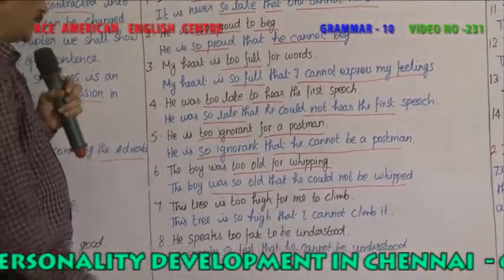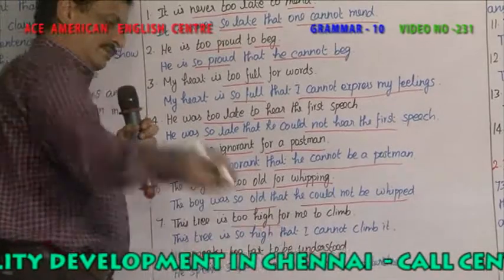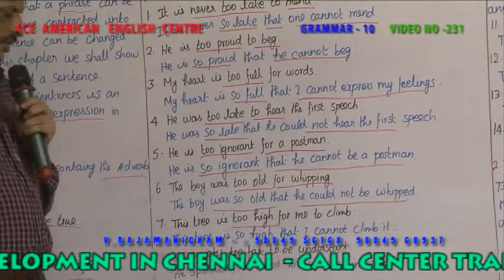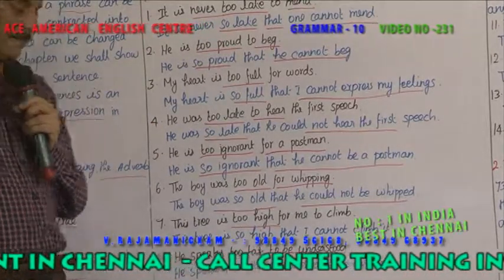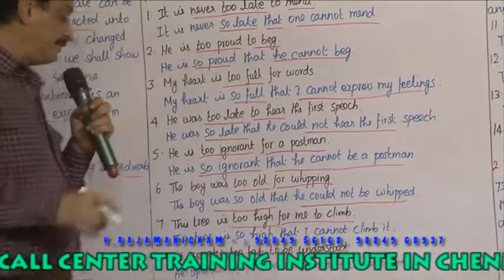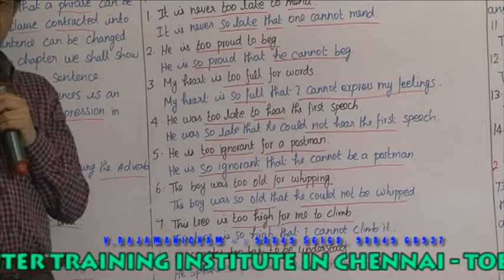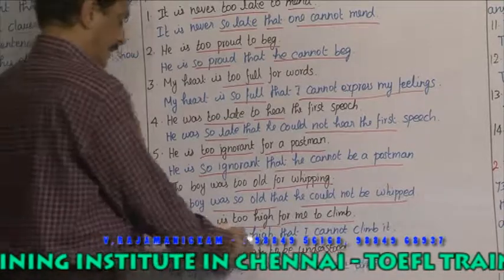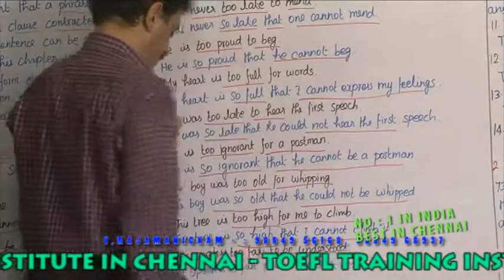The tree is too high, is very high. A coconut tree, too high for me to climb. So I am unable to climb. The tree is so high that I cannot climb on it.